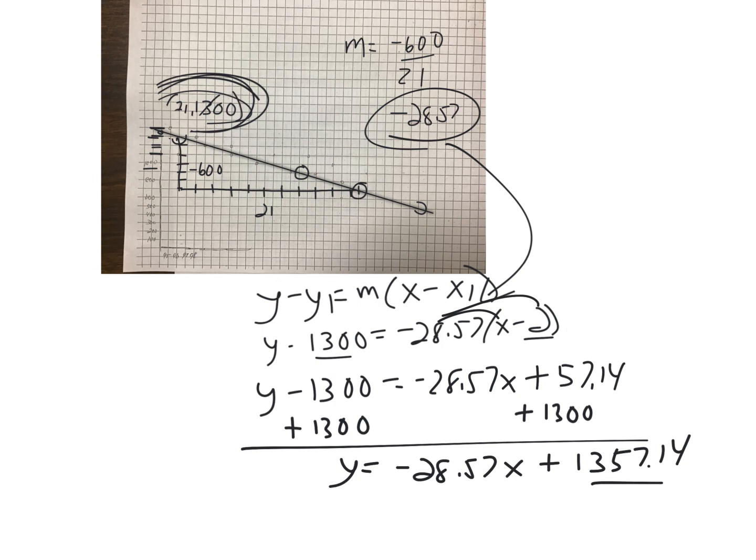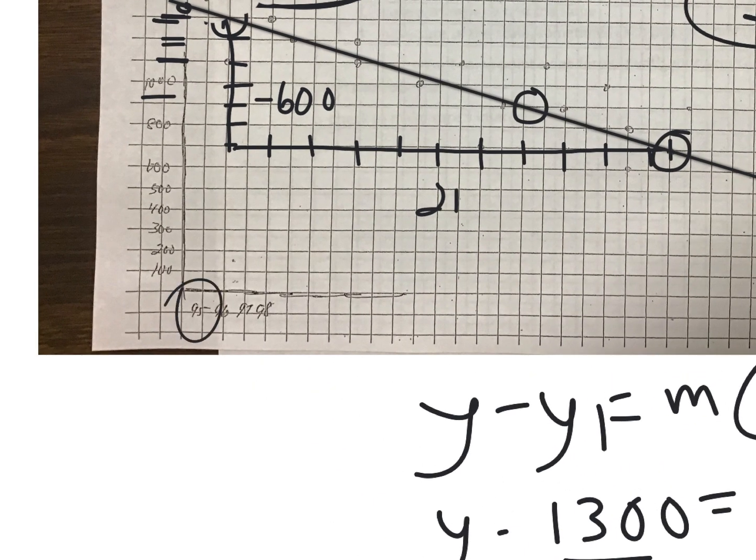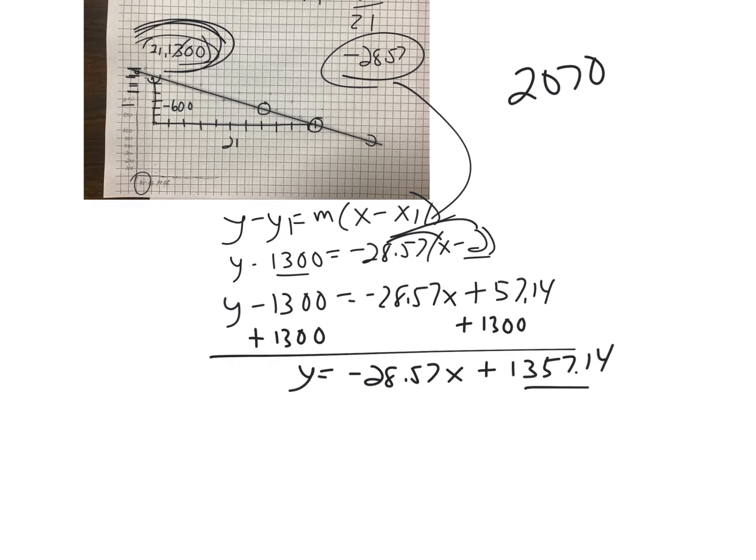And then if I was to do my prediction for 2070, I started in 1995, so that's 75 years. So I would just plug in 75 here for x, and then figure out what this is, and that tells me what I'm going to have in 2070. And there you have it.